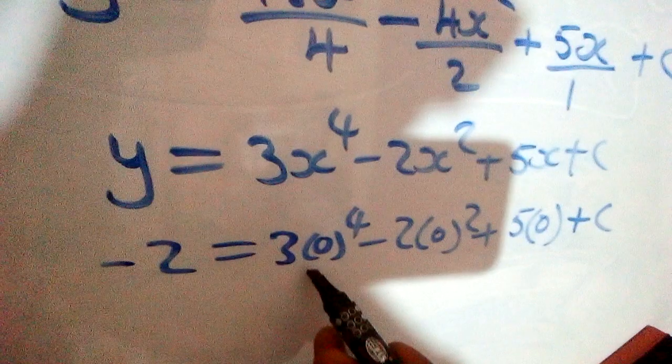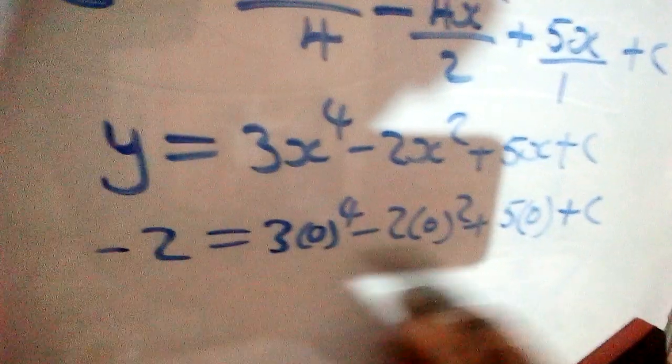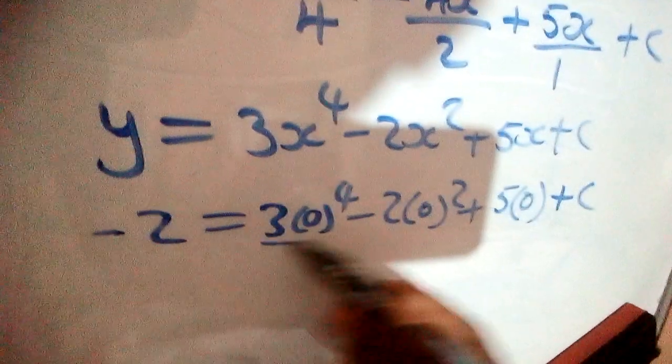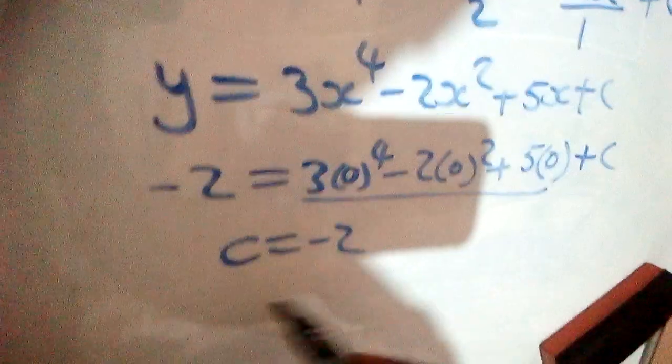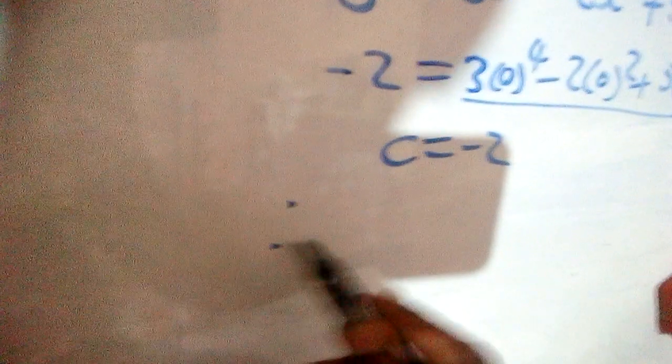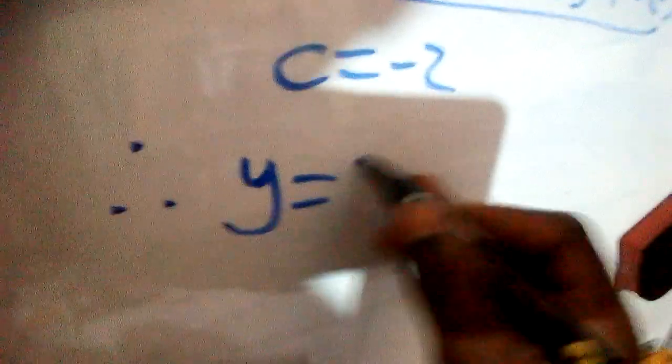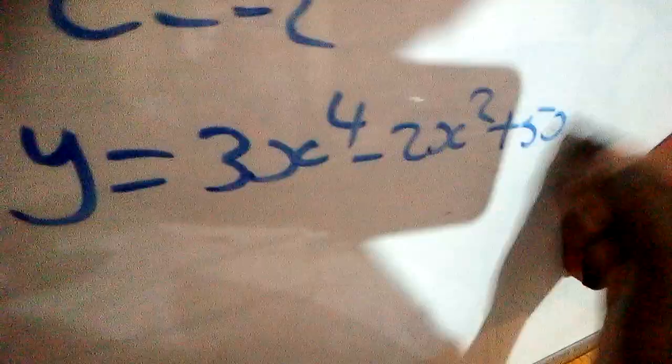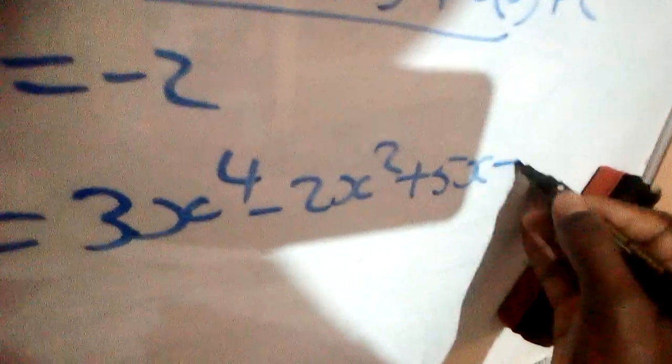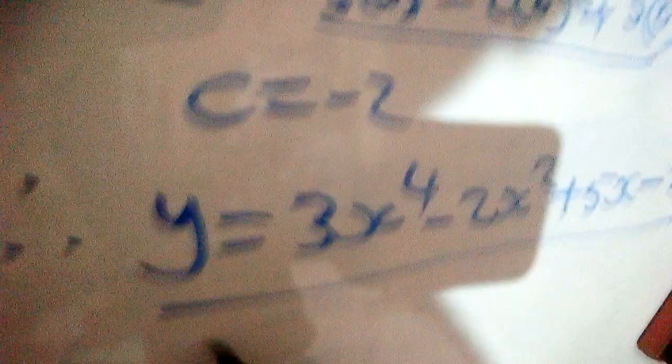You see that all these three terms are multiplied by 0, and we're going to have nothing. So from here up to here we have nothing. Nothing plus c is c. So c here we know is minus 2. Therefore, the equation of the curve under review, we'll just substitute where we have the c, put the minus 2. So the equation will be y equals 3x to the power 4 minus 2x squared plus 5x, and finally, where the c is, we put minus 2.